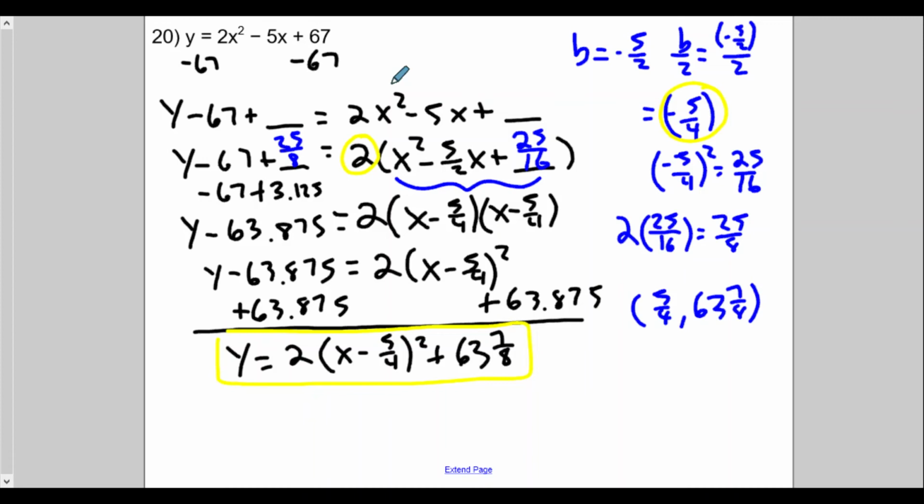All right, ladies and gentlemen, thanks for watching. I hope this was helpful to be able to find the vertex form of a parabola or a quadratic function by completing the square. So completing the square does allow us to not only solve for the roots, but also to help us find the vertex as well.